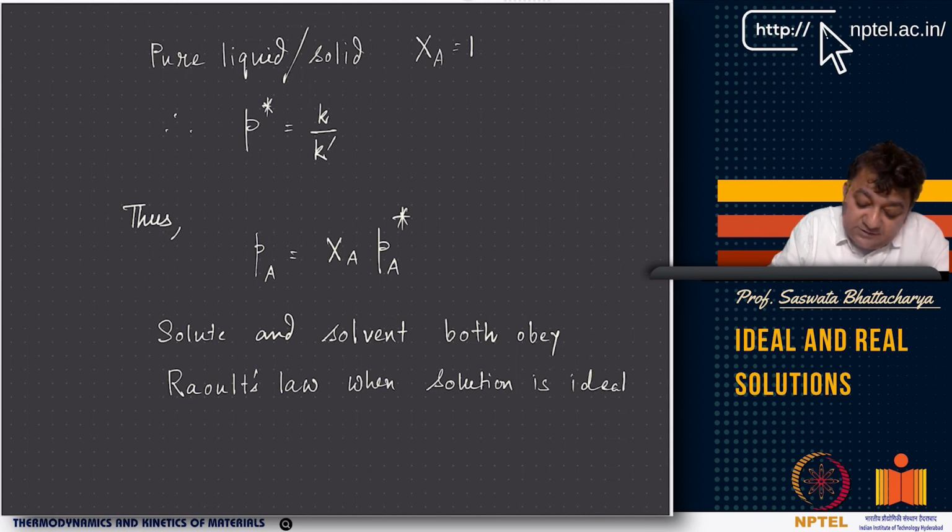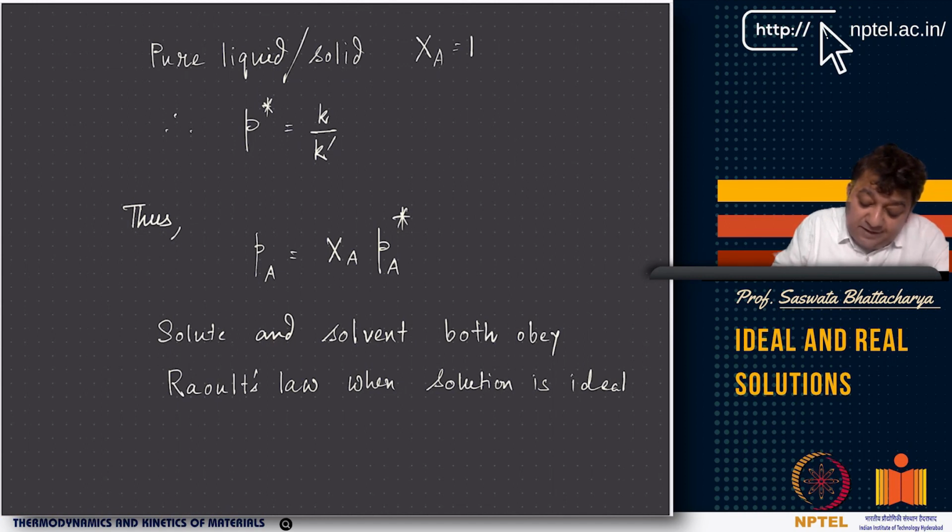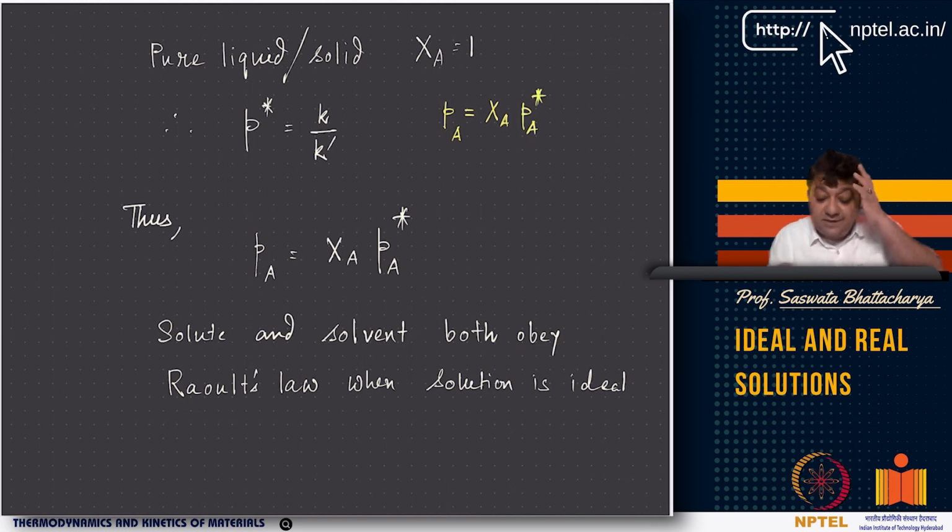Now if you think of a pure liquid or solid, XA equals 1. So basically if it is a pure liquid or solid, P star is K by K prime, right? Because if you remember Raoult's law, PA equals XA PA star. So basically P star equals K by K prime, thus PA equals XA times PA star. So if solvent and solute both obey Raoult's law, then the solution is called ideal.